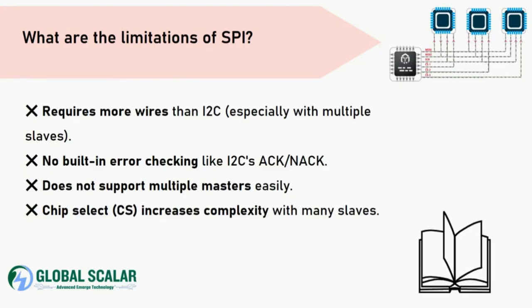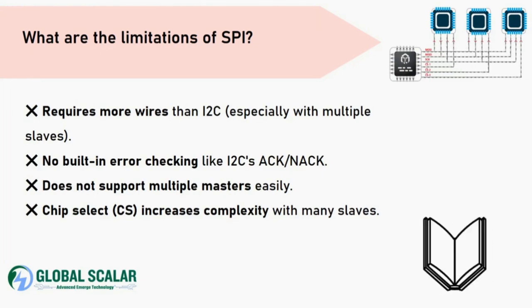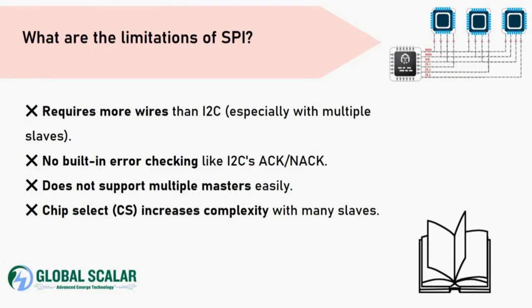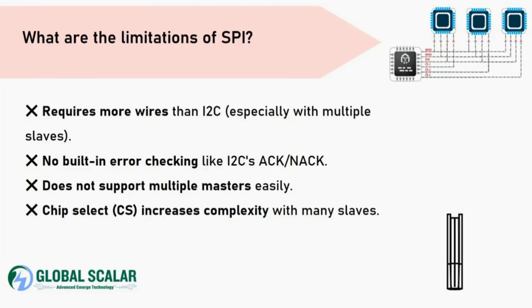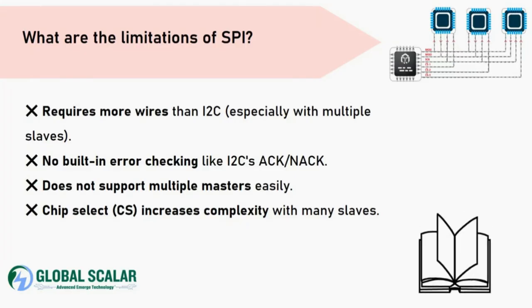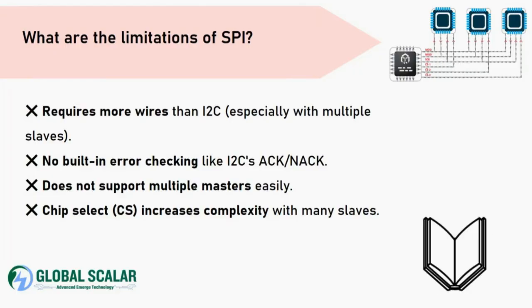Like I2C, we have the acknowledgement and not acknowledgement, but in SPI we don't have. It doesn't support multiple masters easily, and slave select increases complexity with many slaves.